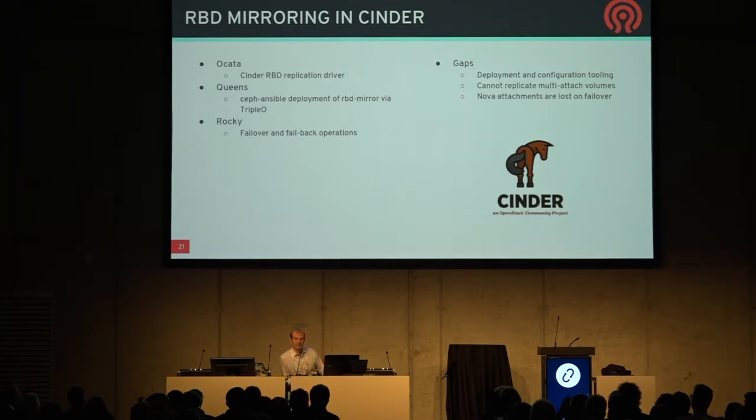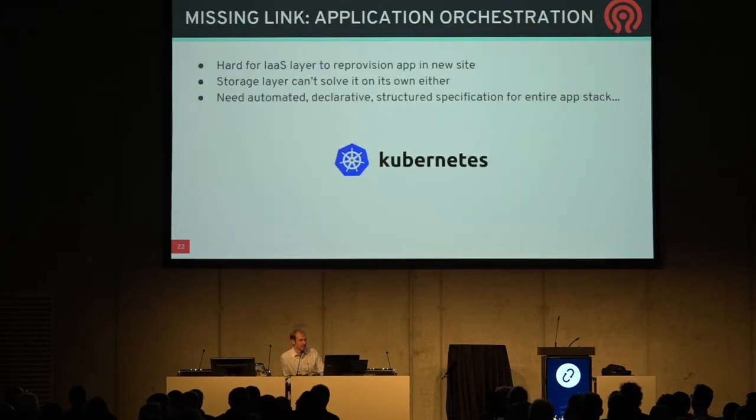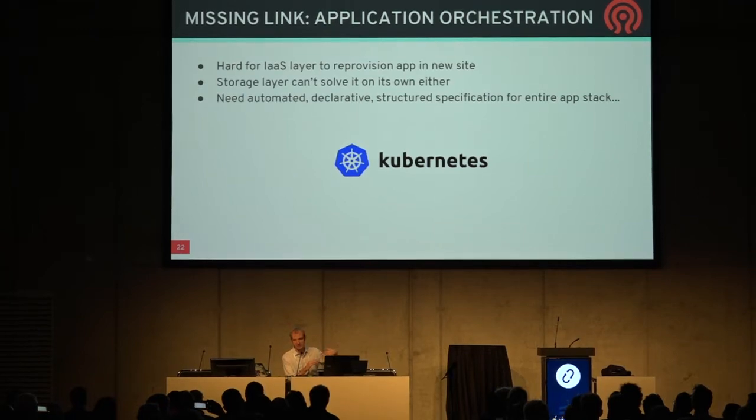The real limitation is that once this failover happens, all the images are there intact on the backup cluster, but you lost all your Nova attachments. You don't know what the images are or what they're for. And this really highlights sort of the key missing link in all of this, and that's you can't just solve these problems at the storage layer. You have to have some coordination with the tools and processes that are deploying your applications.